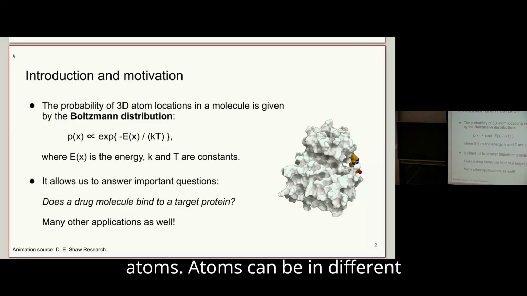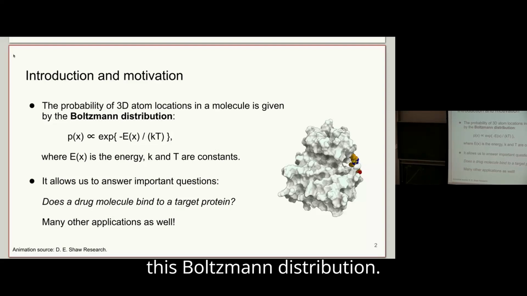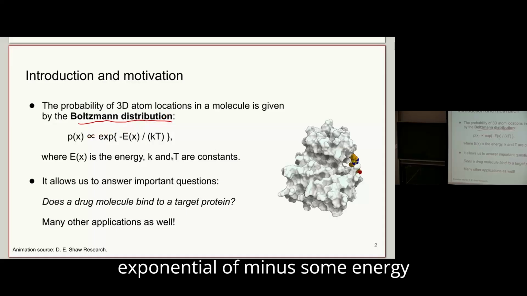Molecules are made by atoms. Atoms can be in different coordinates in space, and typically they are going to occupy different configurations according to this Boltzmann distribution that we have here. It's going to be the exponential of minus some energy times some constants.